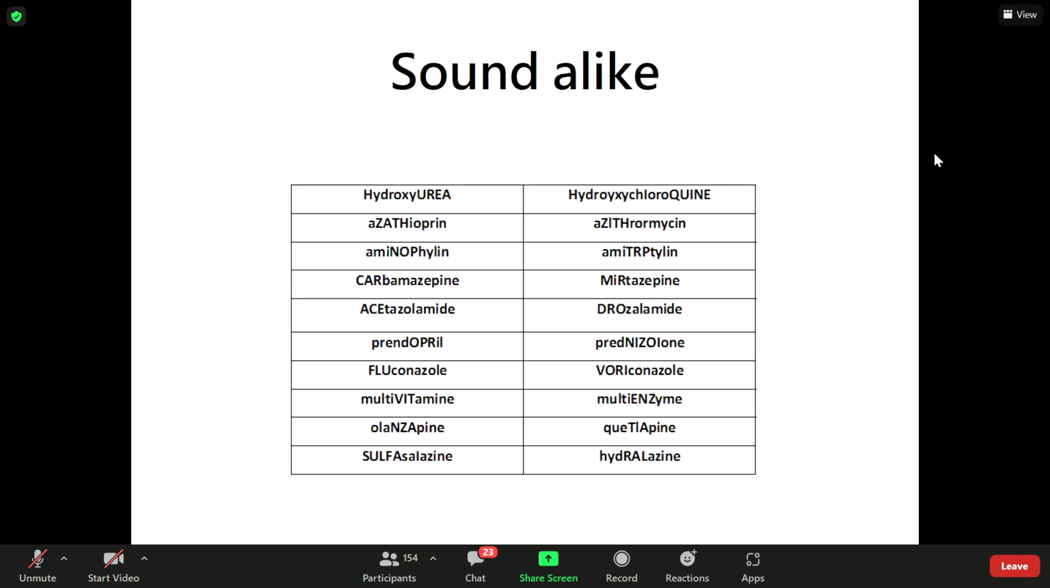Sound-alike medication is also something we need to look at. We have to differentiate among them. At the same time, we have to keep in mind that those medications could easily be prescribed by mistake because of sound-alike names.